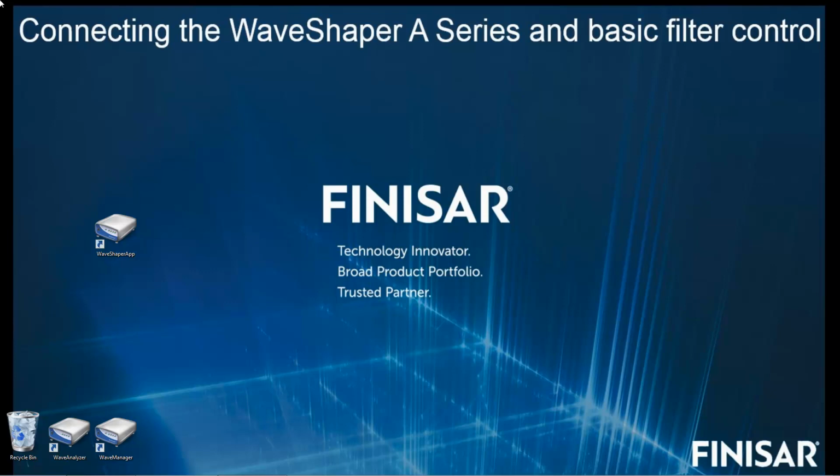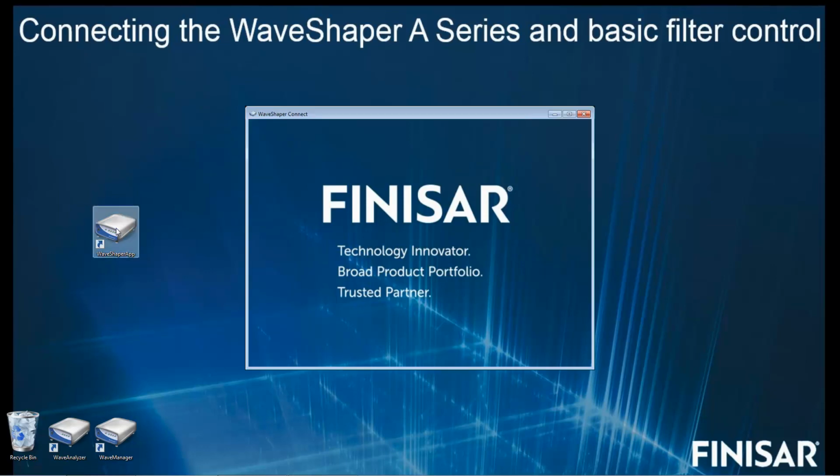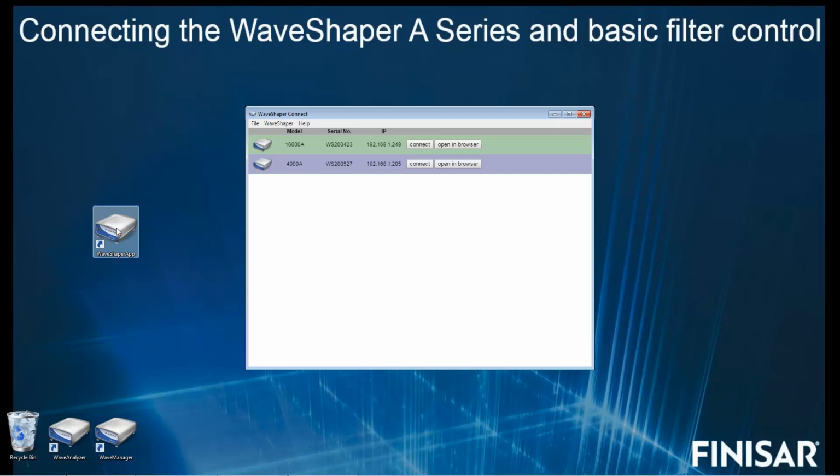To connect to a WaveShaper when using a Windows-based PC, launch the WaveShaper app. This opens the WaveShaper Connect program, which scans for connected WaveShapers. As you can see, I'm currently connected to a network, and the WaveShaper Connect program has found these two WaveShapers. For each of the WaveShapers it finds, it shows the model number, the serial number, and the IP address. You can now connect to the WaveShaper either through a browser or through the WaveShaper app.